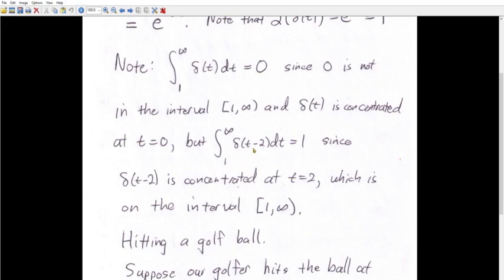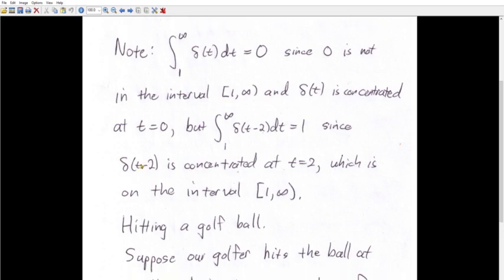But if we look at delta of t minus 2, now this thing will all be concentrated at 2, because when t equals 2, this thing turns on. The area under this thing is 1 at that single point. So if you integrate from 1 to infinity, here you're going to get 1. Delta of t minus 2 turns on inside this integral, so you get 1. Delta of t turns on outside this integral, so you get 0.